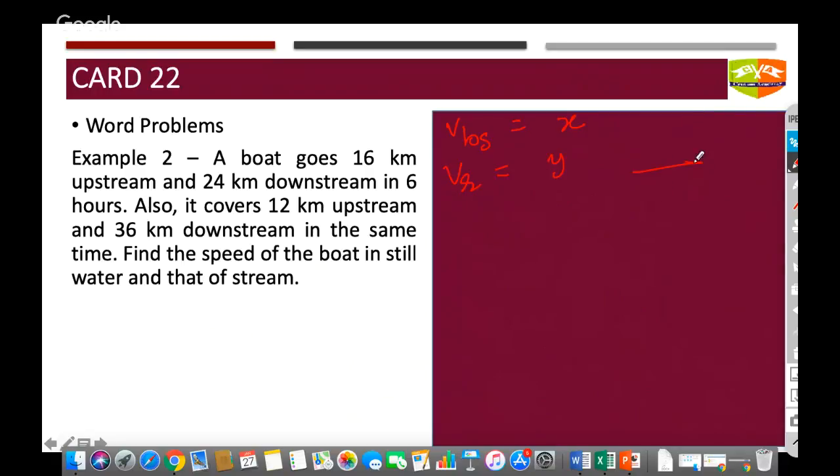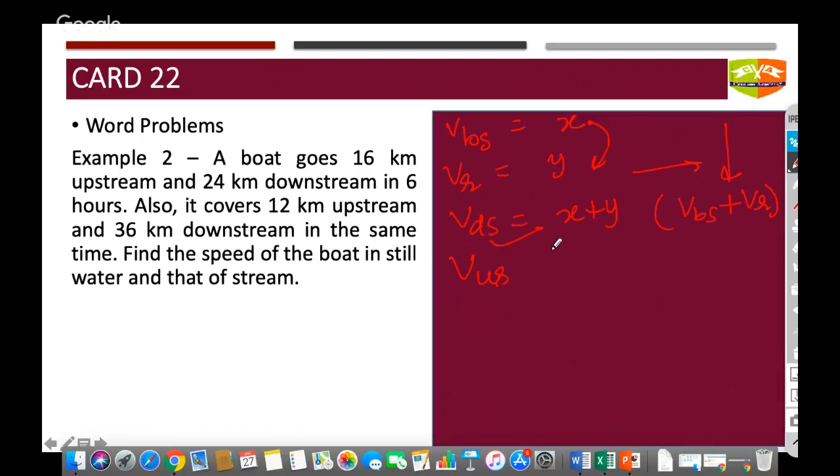So downstream means down the stream. If you are coming down, speed would be added up. So the downstream speed is equal to x plus y, which is the speed of the boat in still water plus the speed of the river. And upstream means going against the stream.